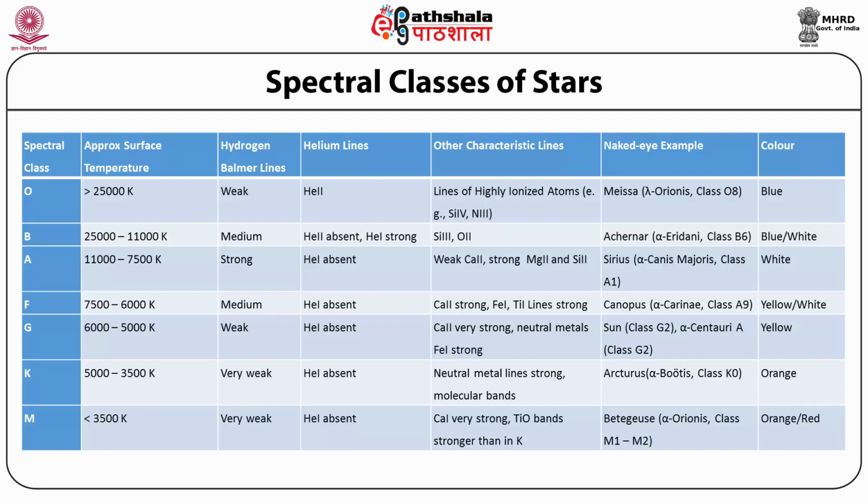The color is orange. The last class of spectral lines is M, having temperature range less than 3500 Kelvin, having very weak hydrogen Balmer lines. Again, He1 is absent. Ca1 lines are very strong. Titanium oxide bands are stronger than in K. The naked eye example is Betelgeuse, Alpha Orionis, class M1 to M2, and the color is orange-red.